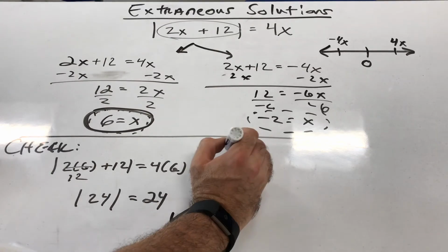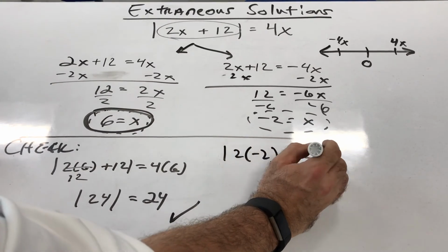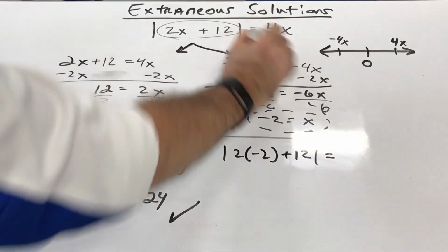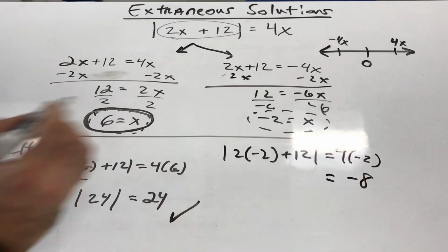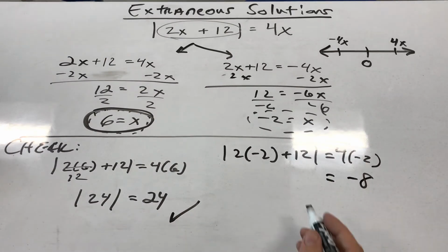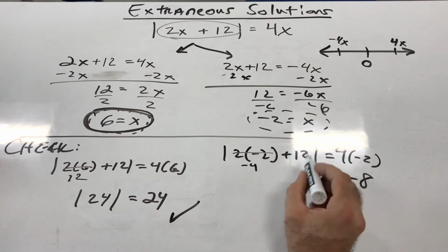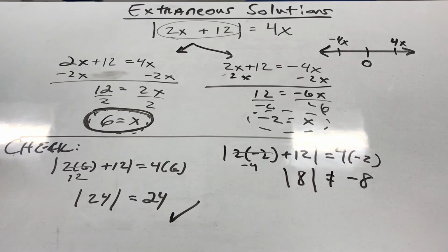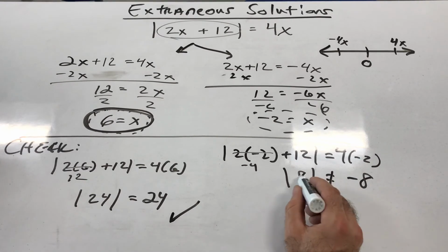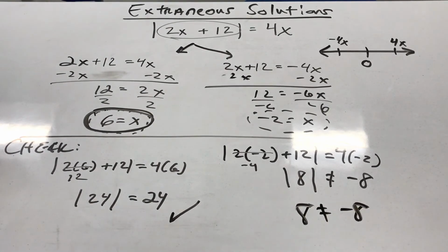So now we'll check, going back to the original problem, we'll plug in negative 2. And we're going back to this original problem, so I need a positive 4 here. That's going to give me a negative 8 on the right-hand side. On the left-hand side, I get 2 times negative 2, which is negative 4. Negative 4 plus 12 is 8. The absolute value of 8 is not negative 8. It can't be negative. Okay, if you want to solve it one more step, the absolute value of 8 is 8. Again, 8 does not equal negative 8.